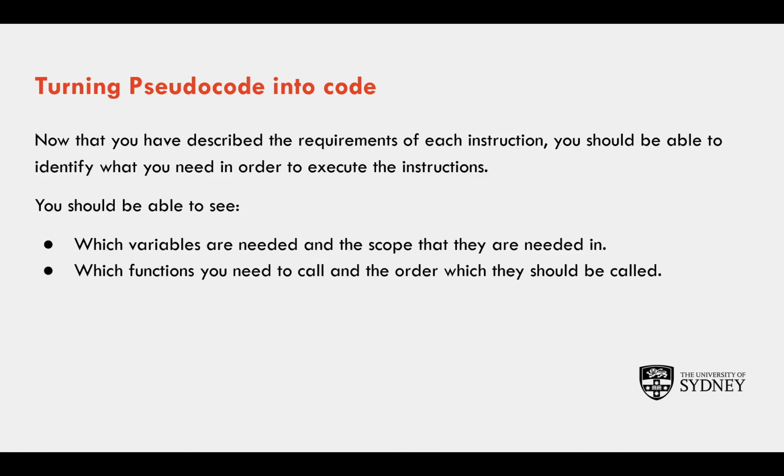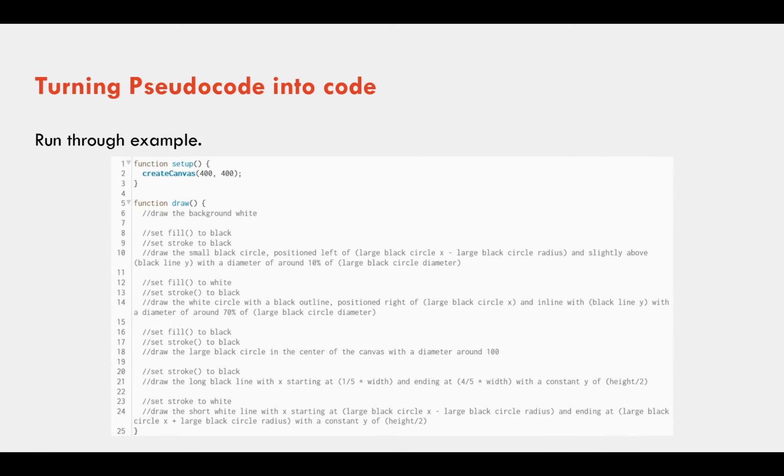Now we turn the pseudocode into code. I've gone through and changed all those instructions to their longer form, given their requirements, and we'll have a look at that. We should be able to see what variables are needed, where they're frequently used, when they're first used, when they're last used, and that gives us an idea of the scope that they're needed in. We'll also know which functions we need to call and the order that they should be called in. So we have our code. This is what it should look like.